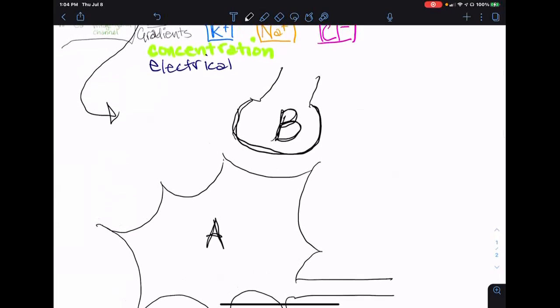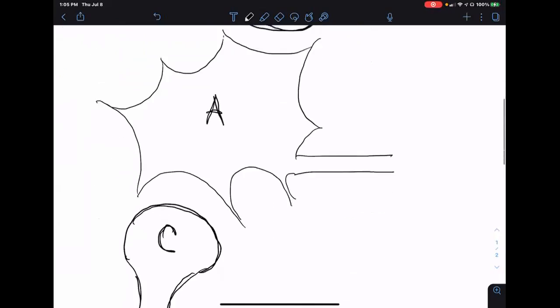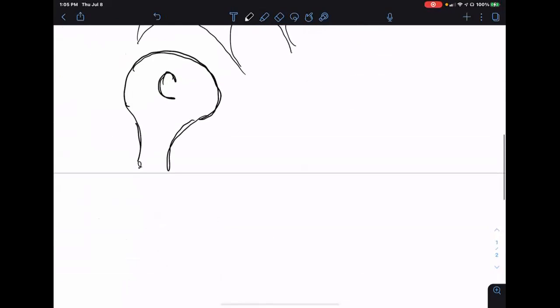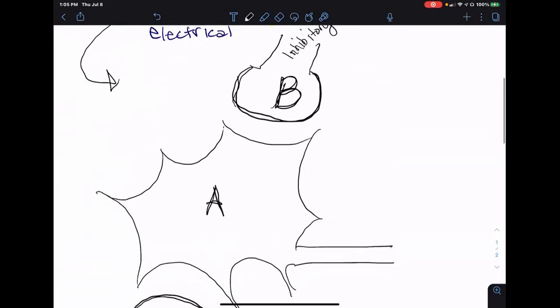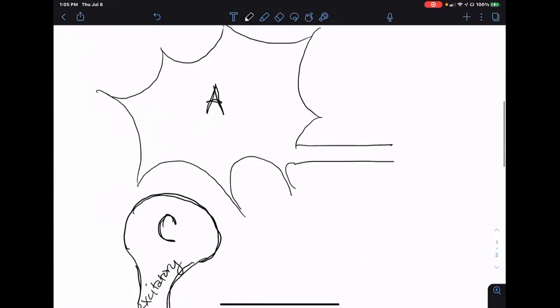All right, so neuron B is going to be an inhibitory neuron, and neuron C is going to be an excitatory neuron. So we'll start with our excitatory neuron over here, neuron C, communicating with neuron A.